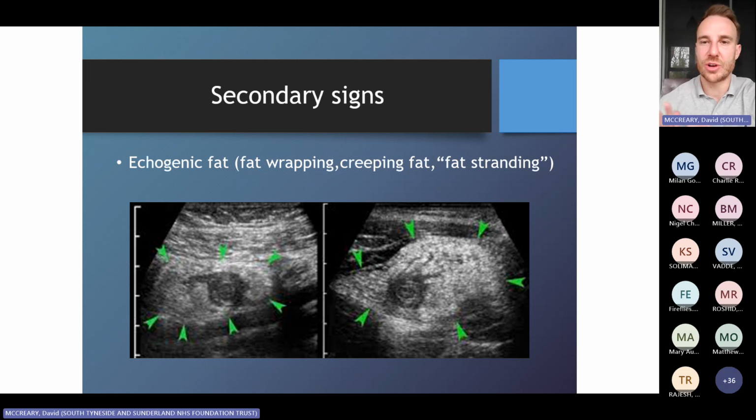Talking about secondary signs, I would say secondary signs are the most important thing, probably, because it may theoretically be that all you get is that; you may not get a brilliant view of an appendix for whatever reason. And starting with the most important of all, I would say the echogenic fat is the most important thing. So this is a sign of inflammation.